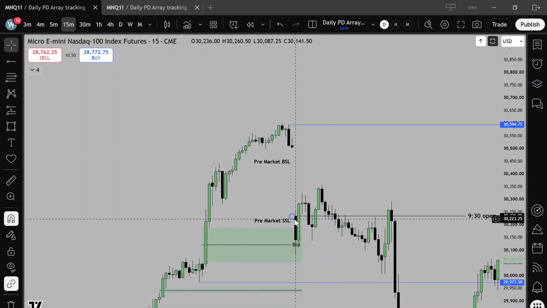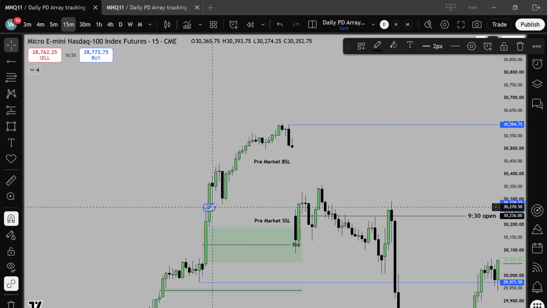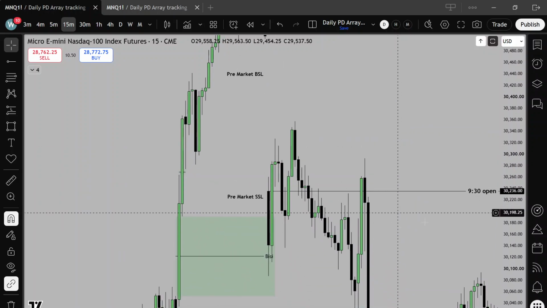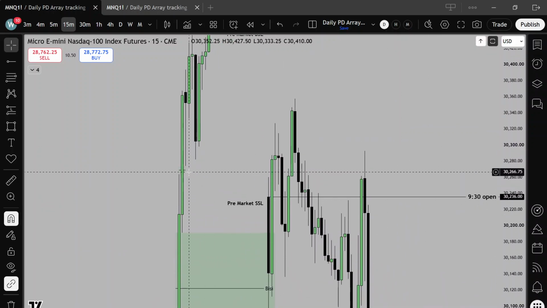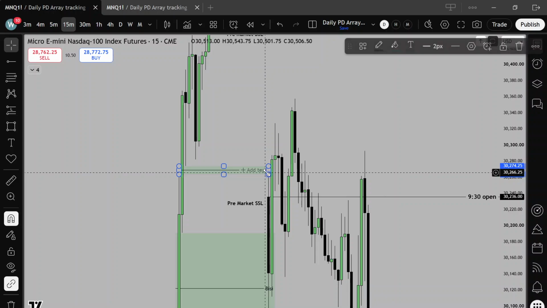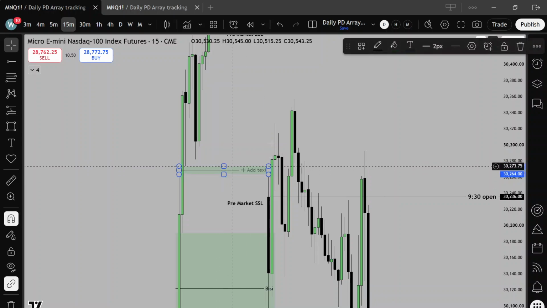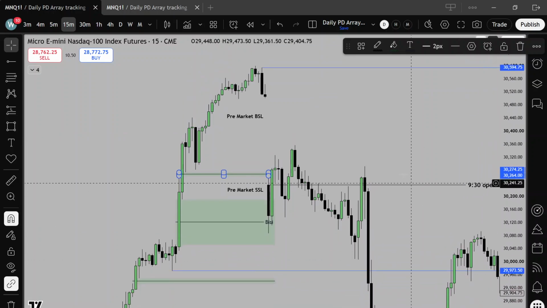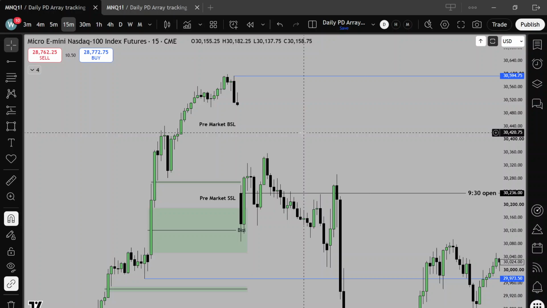And then above price, we have this small inefficiency here, and we'll mark it as a buy side imbalance, sell side inefficiency. And then we have one more here.